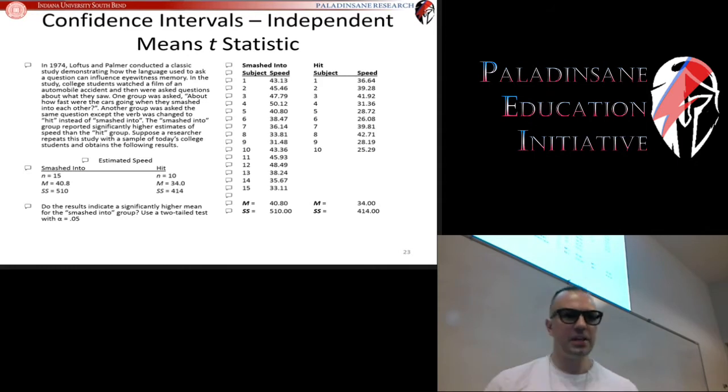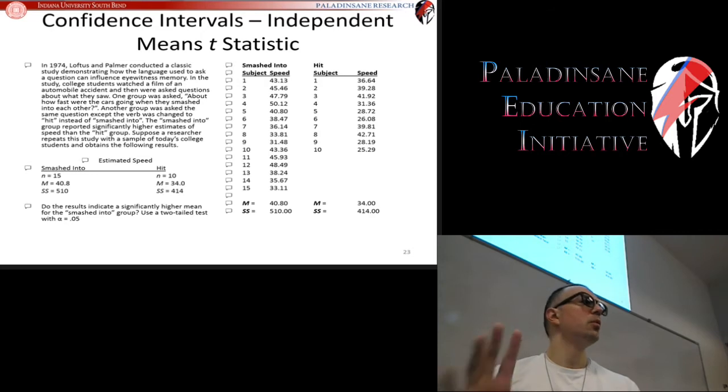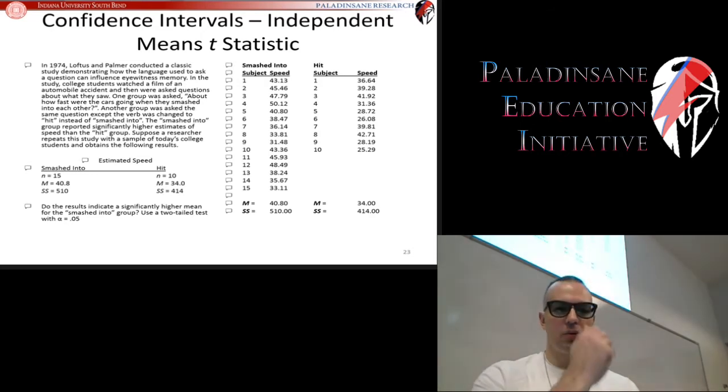description and we would see that students watched a film of an automobile accident and then were asked how fast were the cars going. We're then asked what they saw. One group was asked about how fast were the cars going when they smashed into each other. Another group was asked the same question, except the verb hit was used instead of smashed into. So you need to, again, identify we have two separate groups, each measured once. That's an independent means t-test. So to calculate a confidence interval, we would do an independent t-test in this situation.